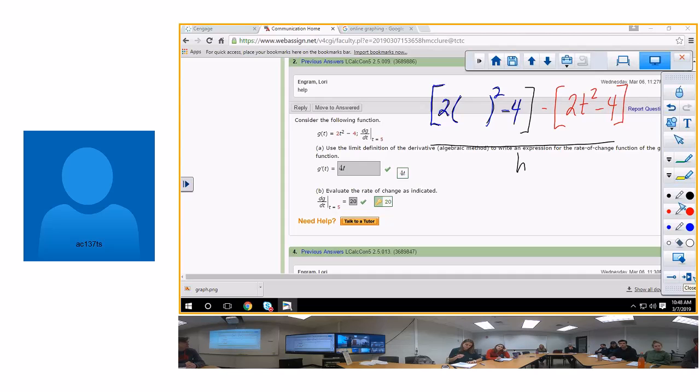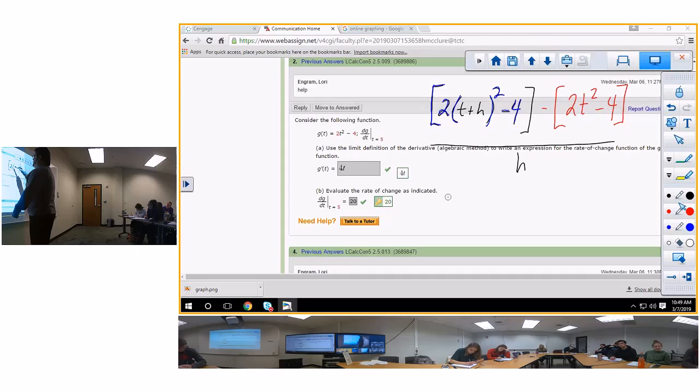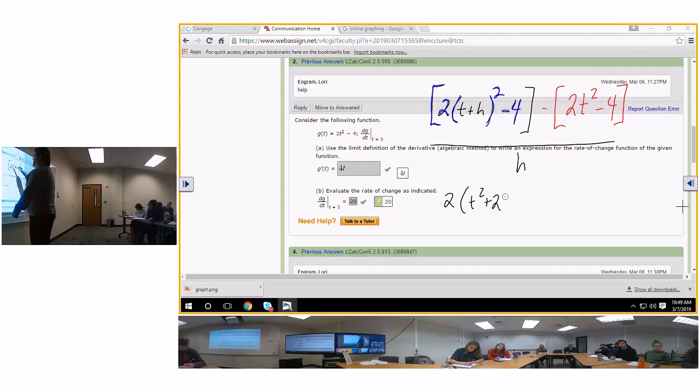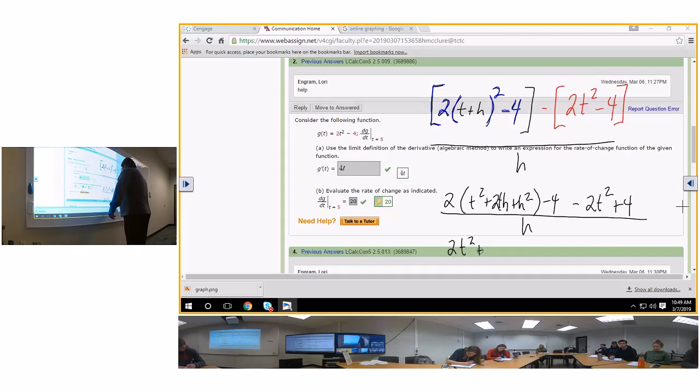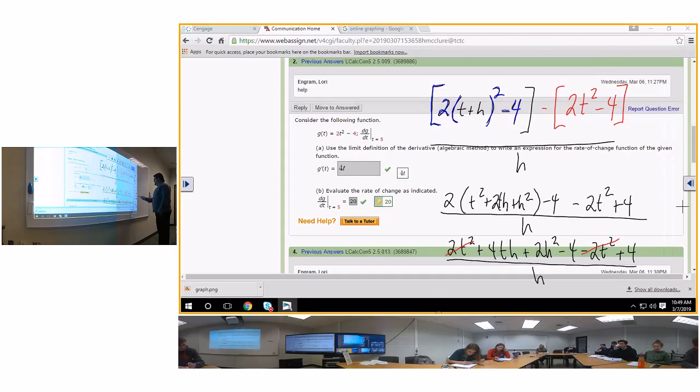So, what we're going to plug in right here. T plus what? And let me just go ahead and tell you, 90% of the time, it's going to be x plus h. But of course, this book does everything different, so it's going to be t plus h. So 2 times t squared plus 2th plus h squared minus 4 minus 2t squared plus 4, and that's going to give us over h. And that's going to be 2t squared plus 4th plus 2h squared minus 4 minus 2t squared plus 4 all over h. Let's go ahead and take out our 2t squareds and take out our 4s.